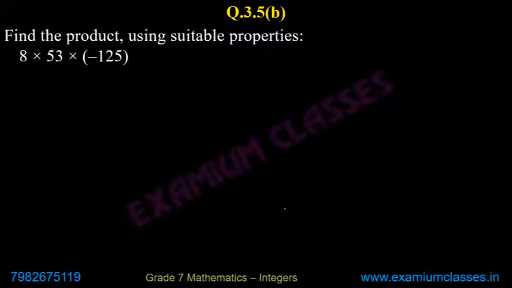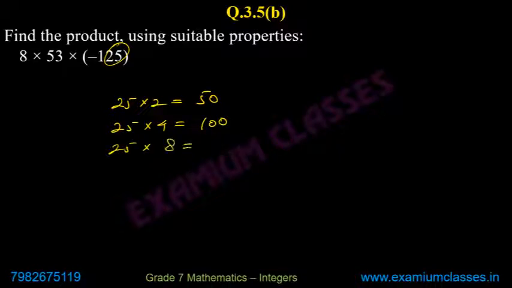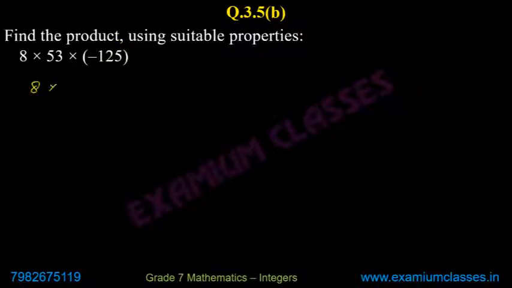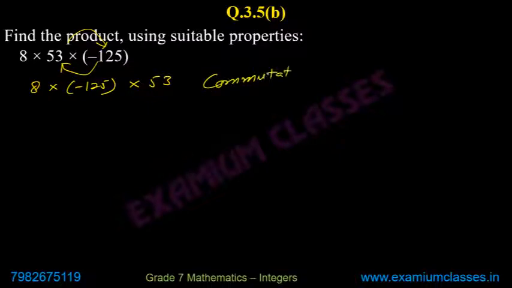Basically, whenever you see 25, you know that 25 into 2 results in 50, which simplifies the calculations. 25 into 400, again it will simplify the calculation. 100 into something is very easy. 25 into 8 is 200. So if 25 is multiplied by 2, 4, 8, it simplifies the calculation. So you will write it like 8 into minus 125 into 53. You will swap these two, and it is commutative, meaning order does not matter.